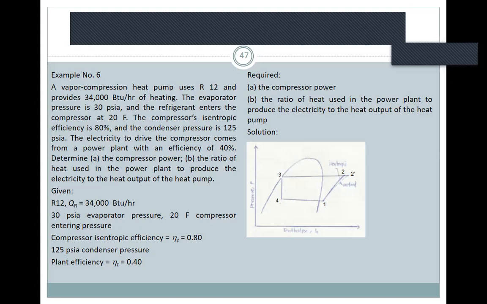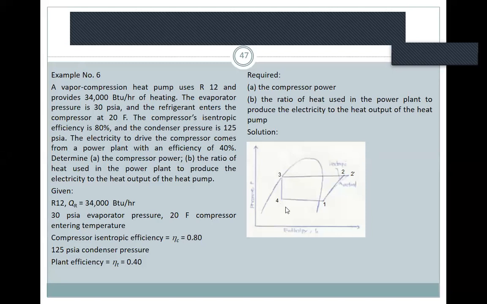Given R12, QR is 34,000 BTU per hour. The evaporator pressure is 30 psia and the compressor entering temperature is 20 Fahrenheit. Required A, the compressor power. B, the ratio of heat used in the power plant to produce electricity to the heat output of the heat pump. Solution, so ito yung figure mo.